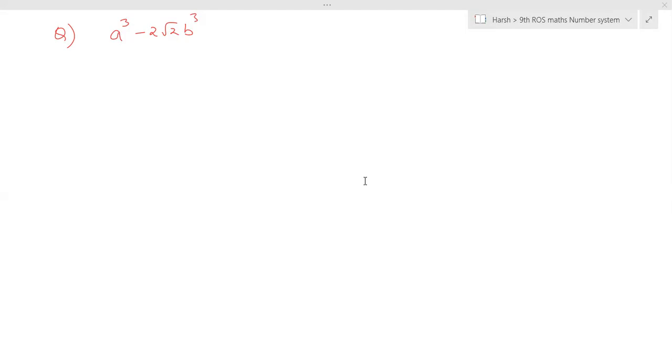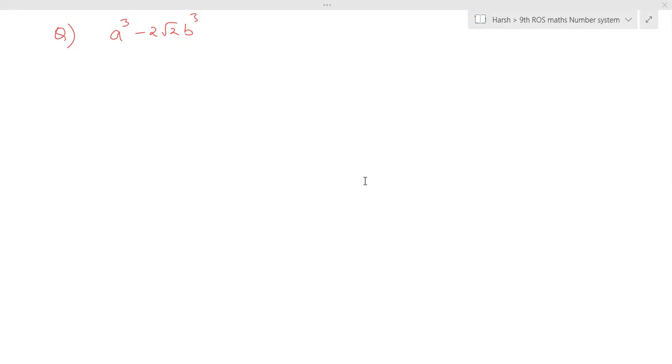A minus under root 2b, a square plus under root 2ab plus 2b square, plus what? Plus 2b square. Okay, this is the right answer. Yes, Lohit, what was your doubt?